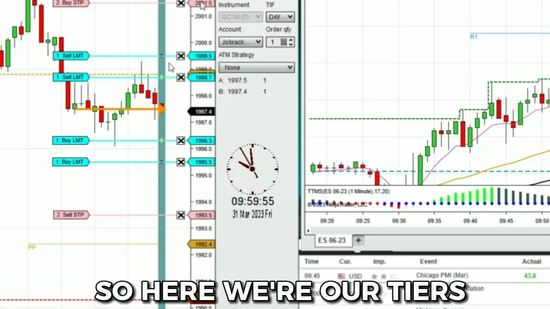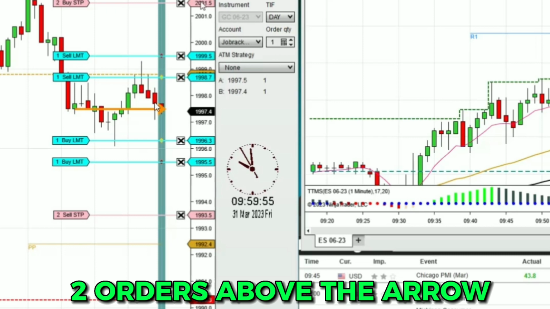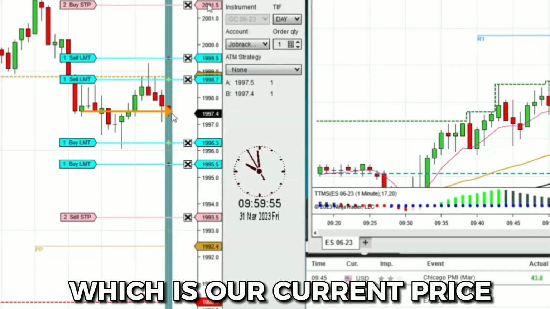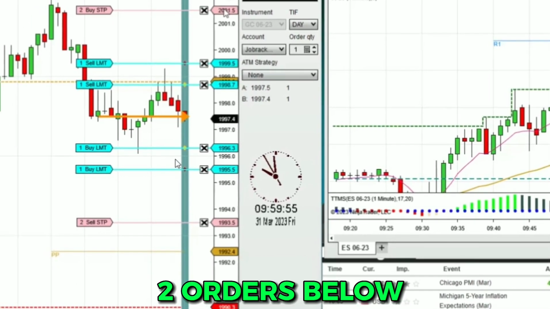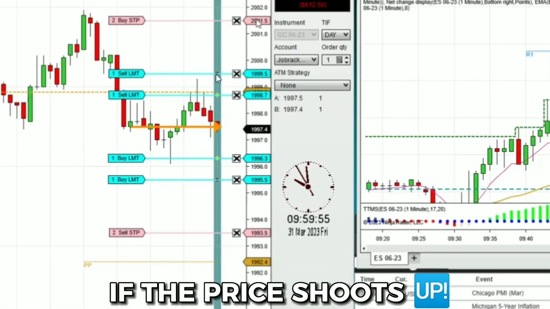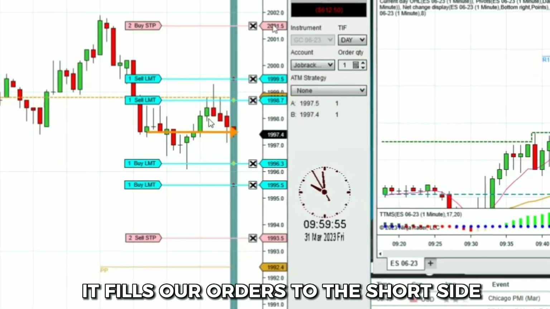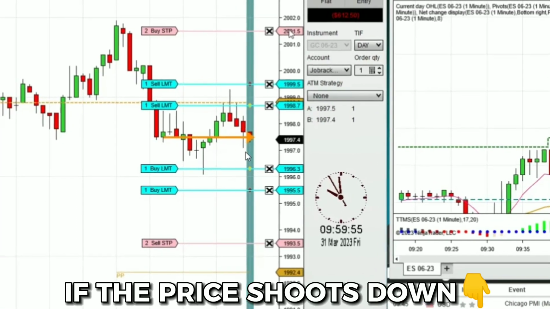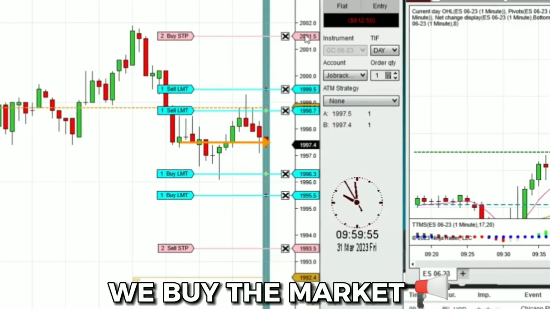So here were our tiers, we call them. Two orders above the arrow, which is our current price, two orders below, and our stop also appears on the screen. If the price shoots up, it fills our orders to the short side. If the price shoots down, we buy the market.